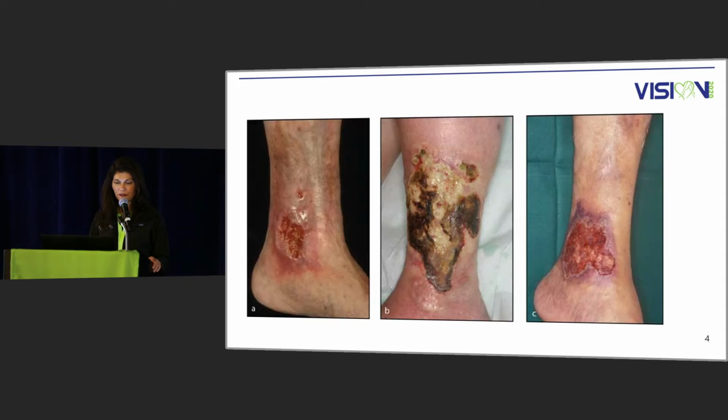Based on that, raise your hand. Who thinks the venous ulcer is A? Who thinks the venous ulcer is B? Who thinks the venous ulcer is C?